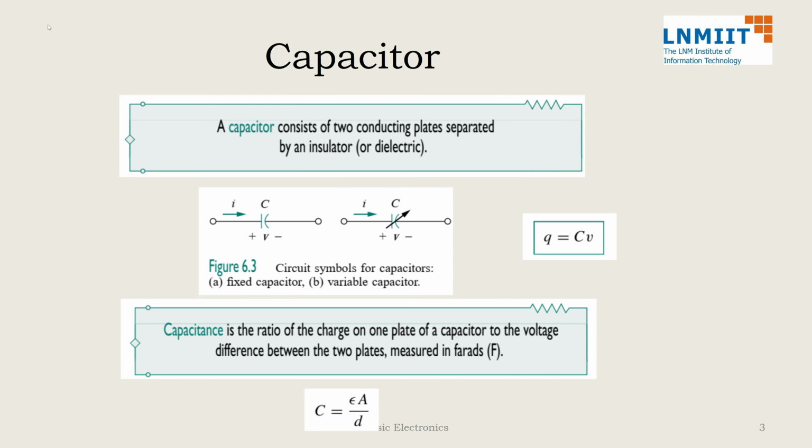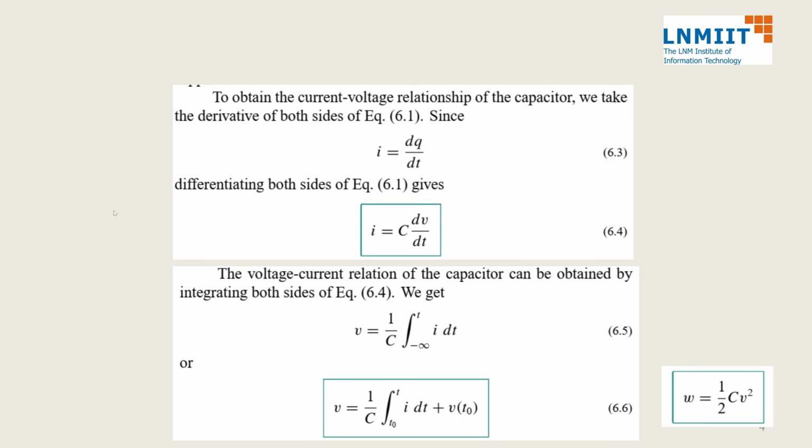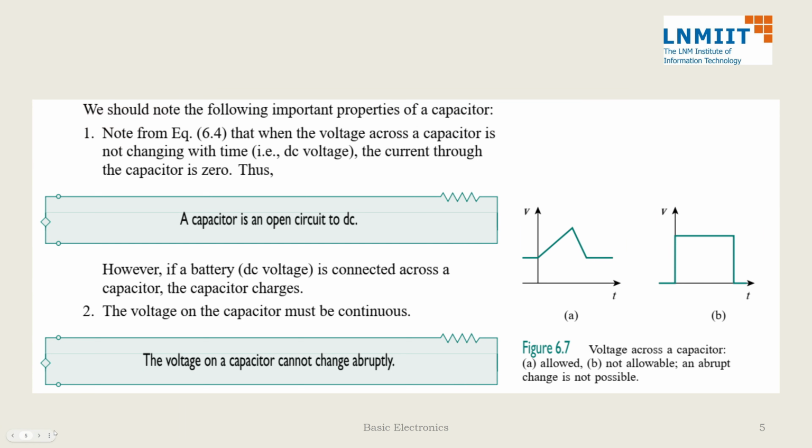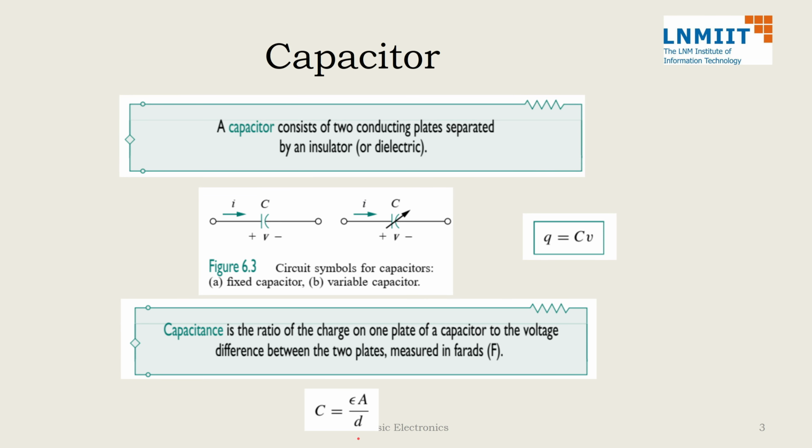Now we are going to talk about capacitors and inductors. A capacitor is basically going to store your charge, and the capacitance of a capacitor is given by epsilon A by D. So here we can see that capacitance is given by epsilon A by D.